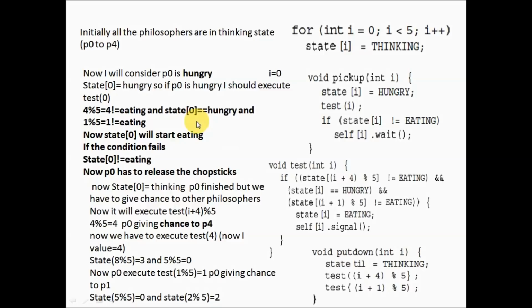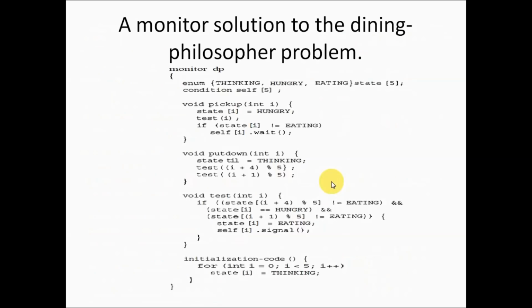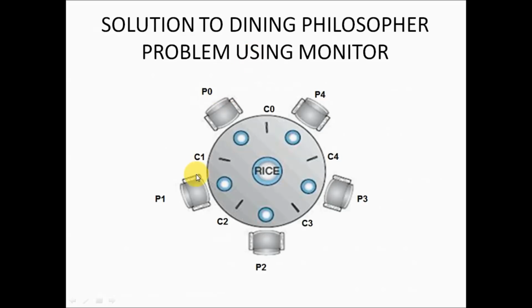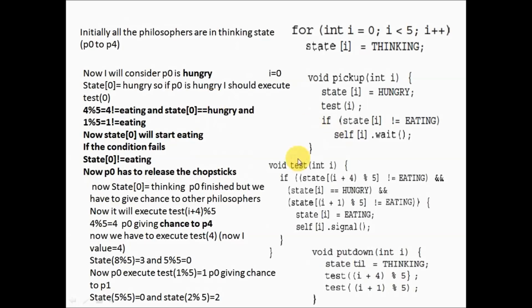Three conditions should be satisfied here. P naught should be hungry. The neighbors of P naught are P4 and P1, which should not be eating here. Then only P naught will get a chance. If P naught is hungry and P1 is not eating and P4 is not eating, then only P naught will get a chance to eat. State of (I plus 4) modulus 5 is 4, so it is not eating. You can see the condition is satisfied: P4 is not eating.